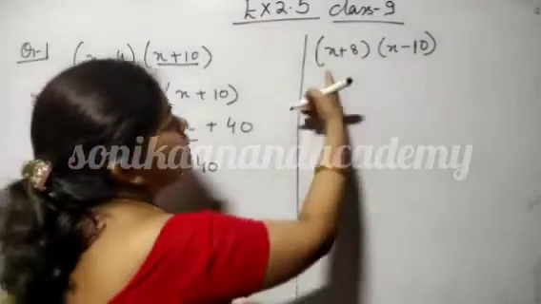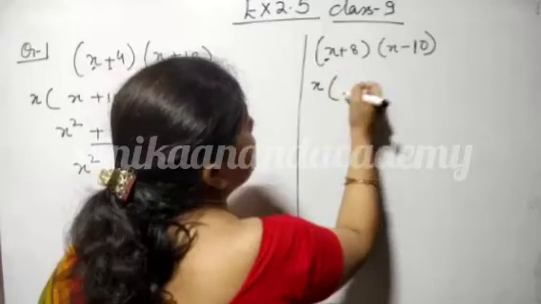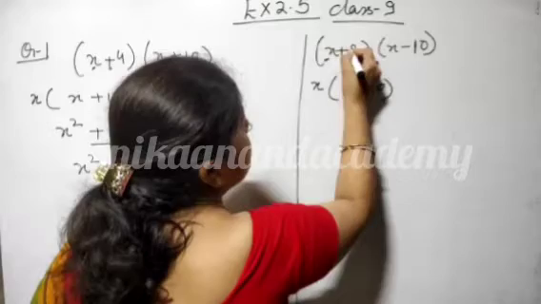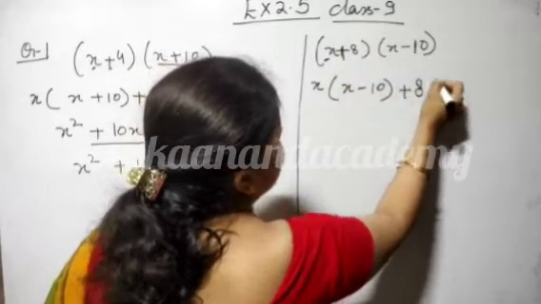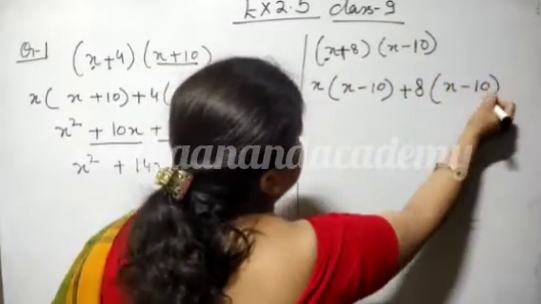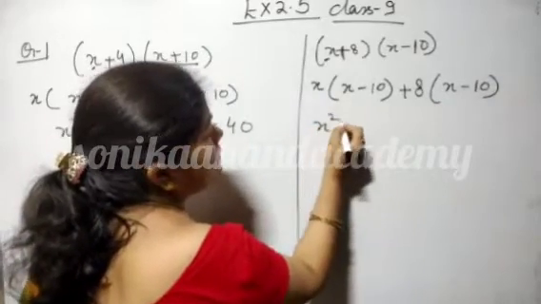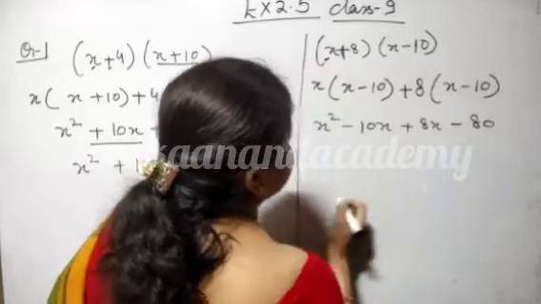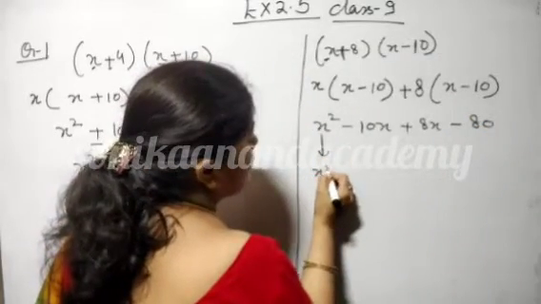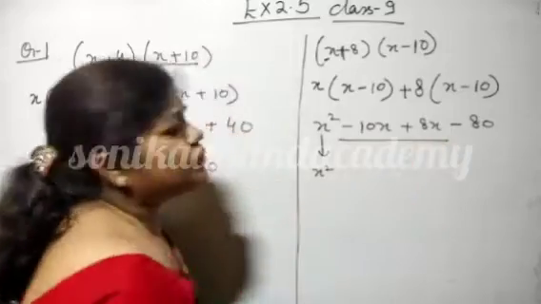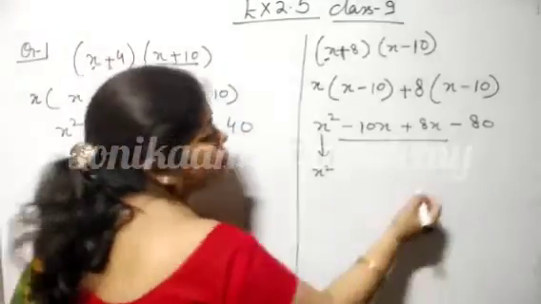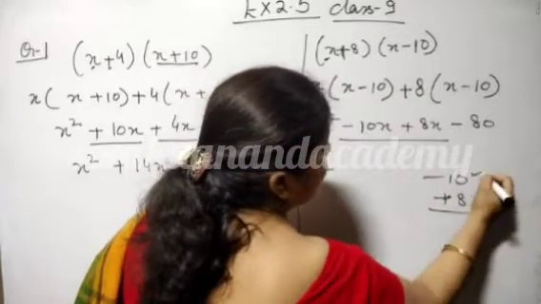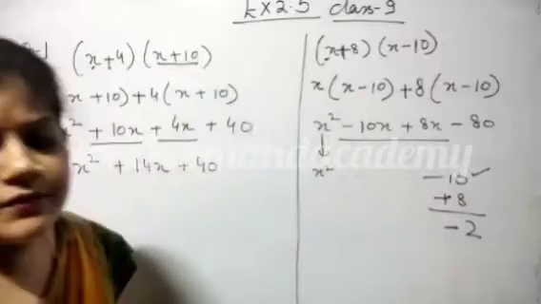Similarly, in this question, we have x over here, write it and note it down, x minus 10. Now this is plus 8, so we put here plus 8. This is x minus 10. Now multiply: x square minus 10x plus 8x minus 80. Now this is x square. Both of them have x, but both of them have different signs. So minus 10 plus 8, that means 2, and 10 is the bigger digit, so we have minus 2.